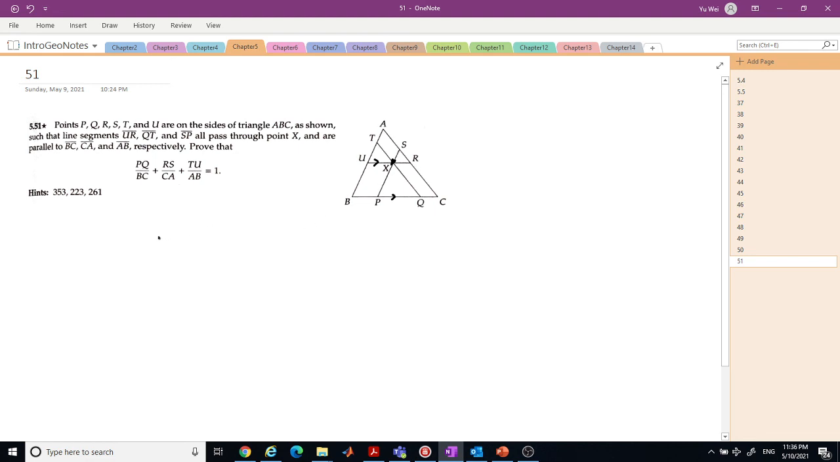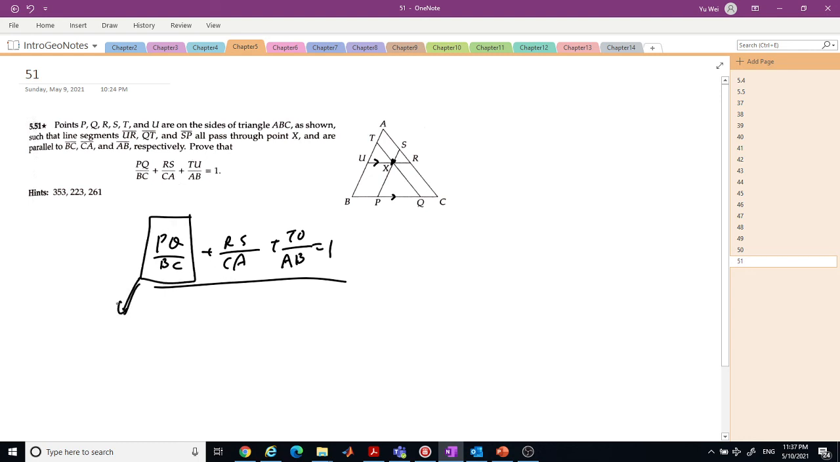What we want to prove is PQ over BC plus RS over CA plus TU over AB is equal to 1. PQ on BC is on this side, RS on AC on this side, and TU on AB on this side. So we have ratios on three sides, and we need to use similar triangles to convert them.